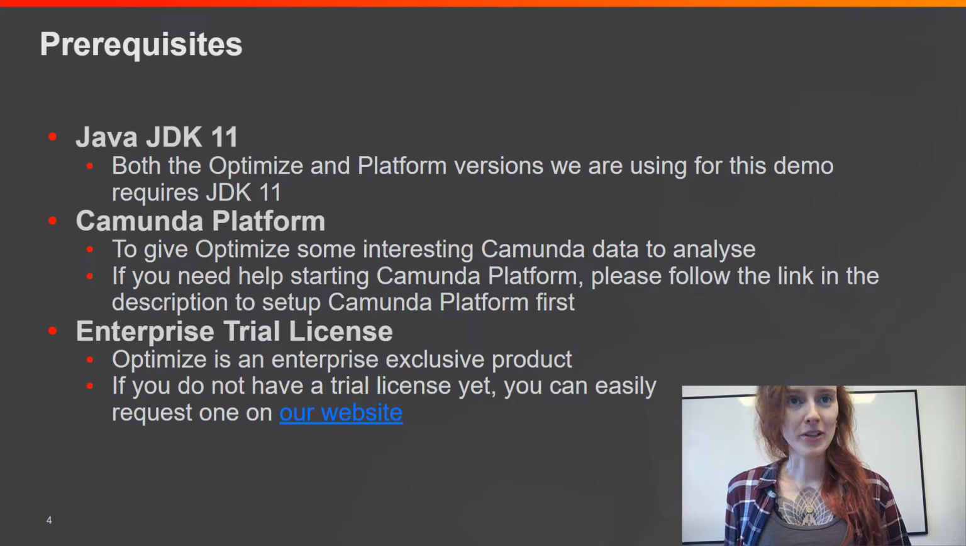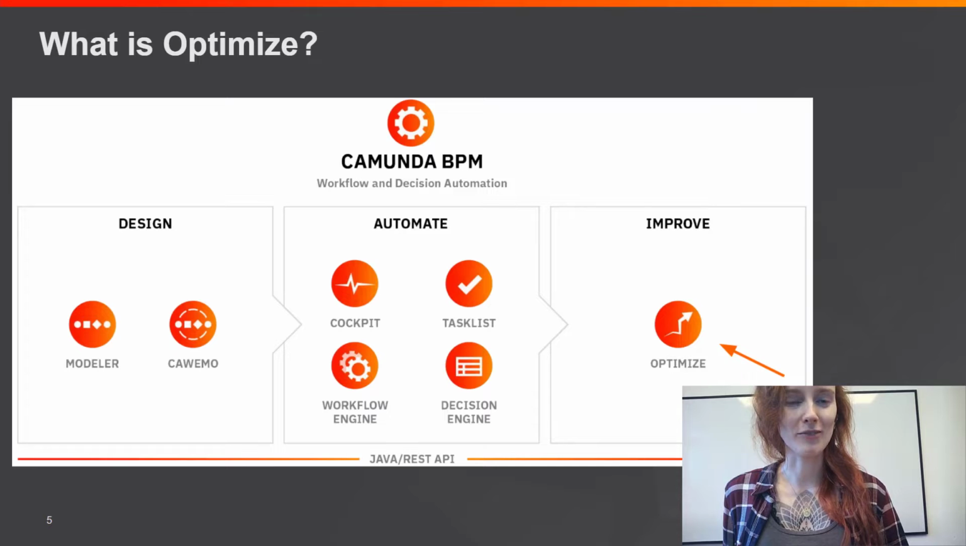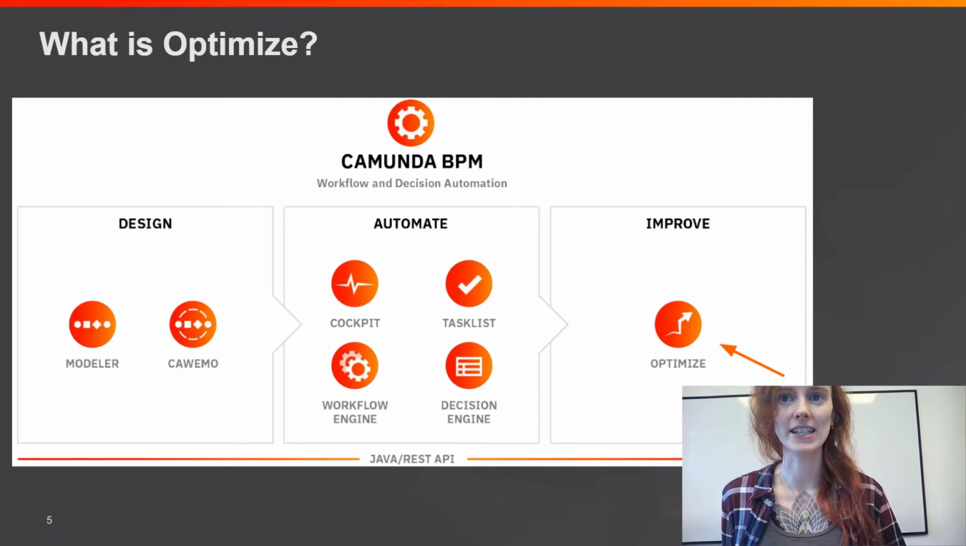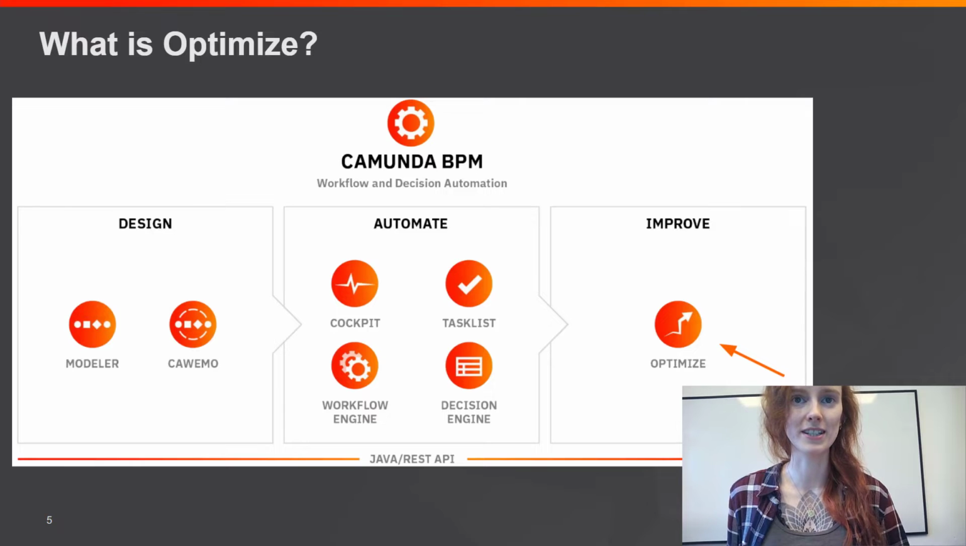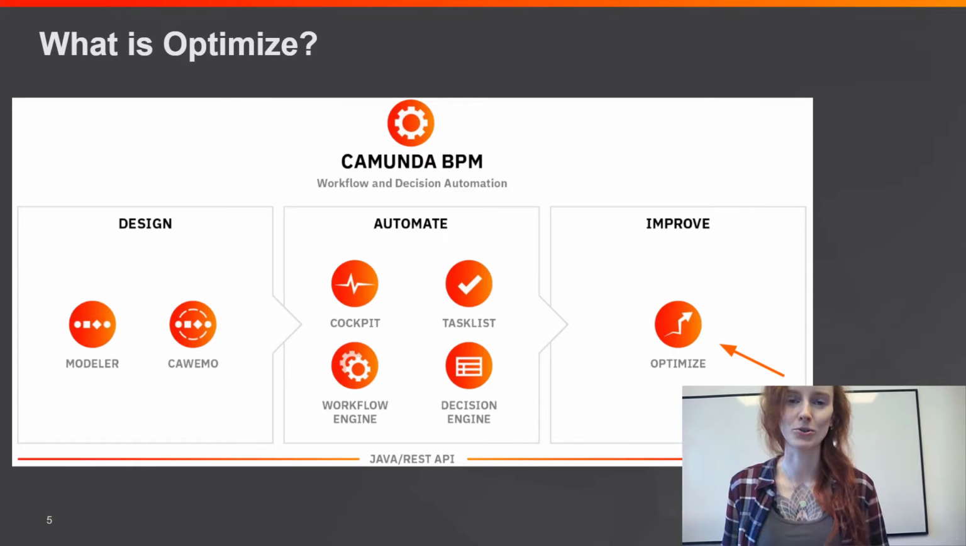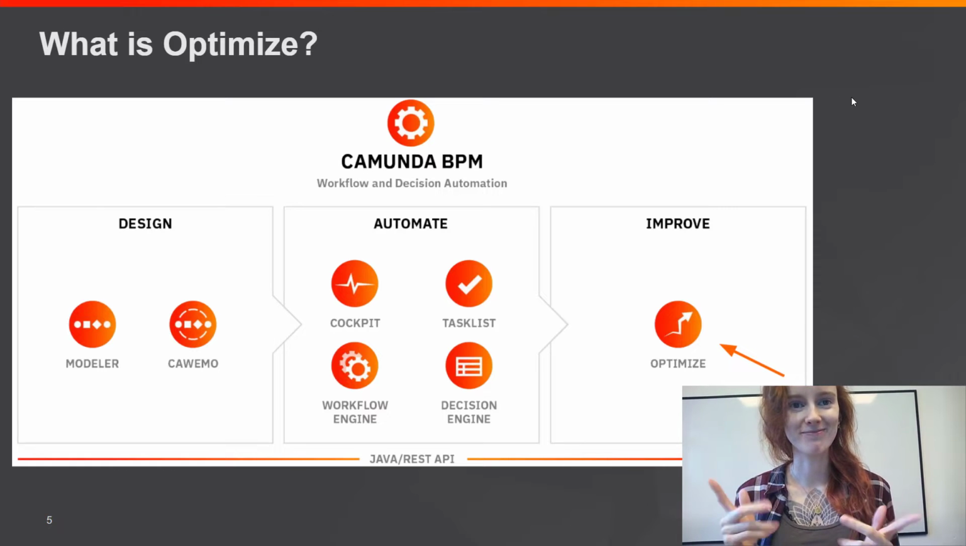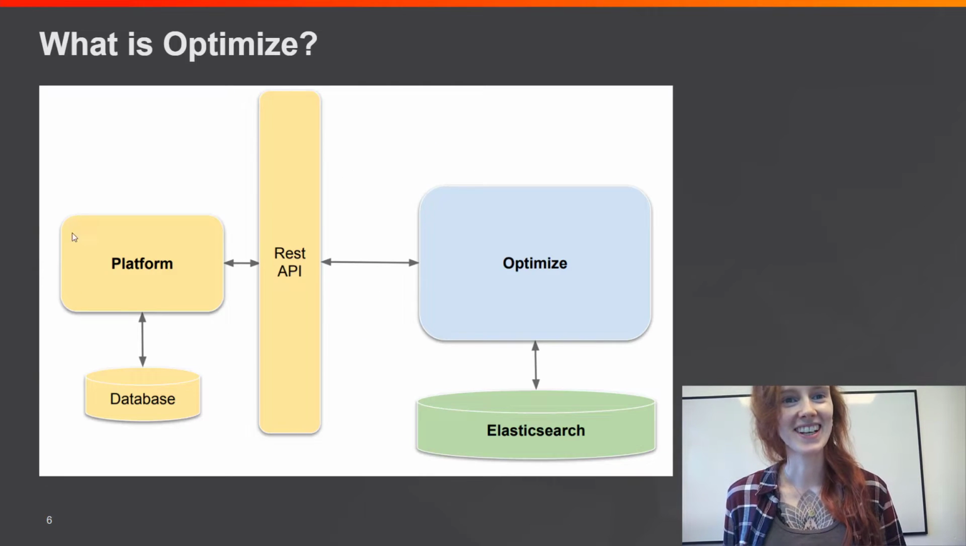At this point of the video, I know you probably all have one burning question that you are too afraid to ask. What is Optimize? Well, Optimize, right over here, is an extension to Camunda platform for enterprise customers. It can provide you with continuous monitoring and insights about your deployed business processes, thereby helping you to make informed decisions about how to, you guessed it, optimize your processes.